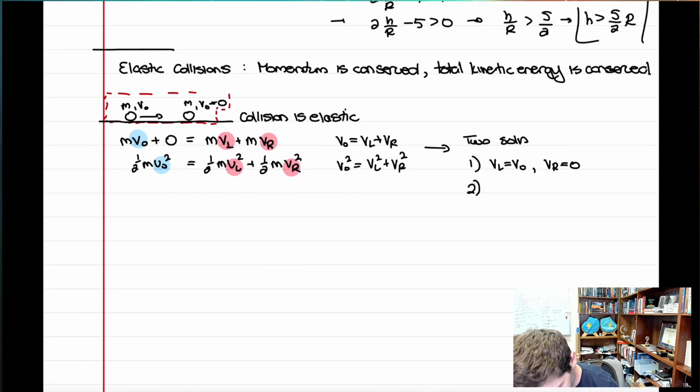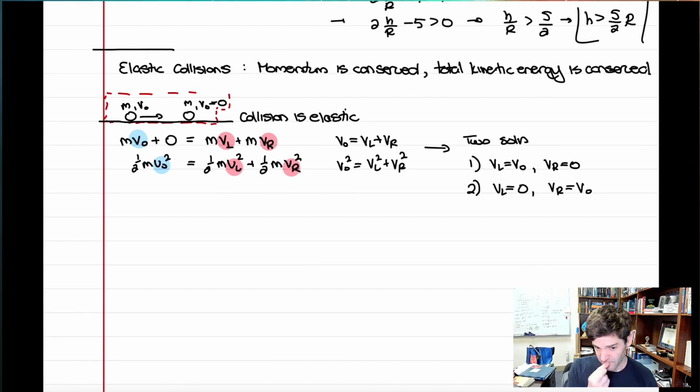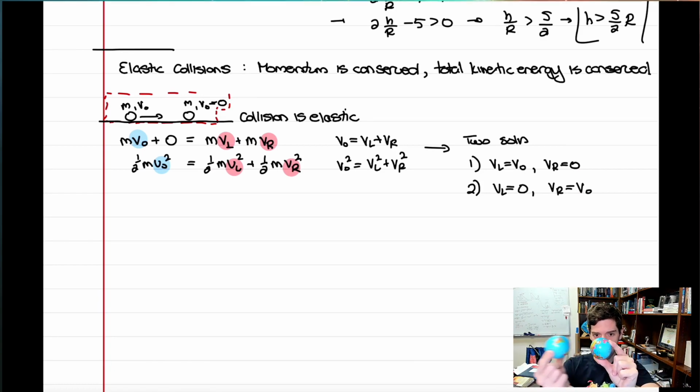The other, which I'll let you solve, is that VL ends up being 0 and VR ends up being V naught, which is true, right? The fact they have equal masses allows this to be the case. Else there would be some overall numbers in front if the masses were different. So when they're equal mass, one comes in, hits, and then the other leaves with the same exact velocity in the same direction.